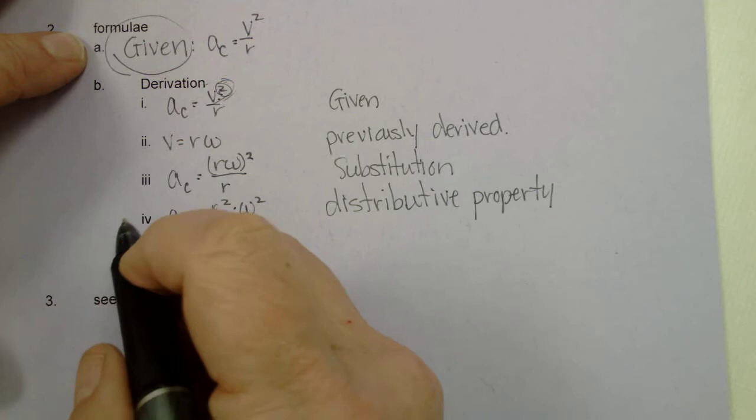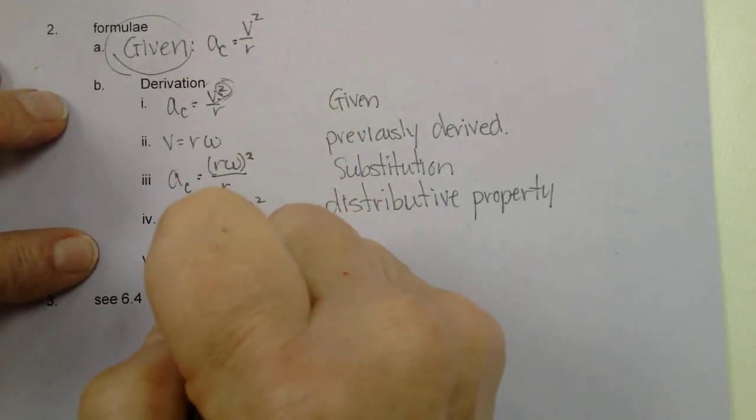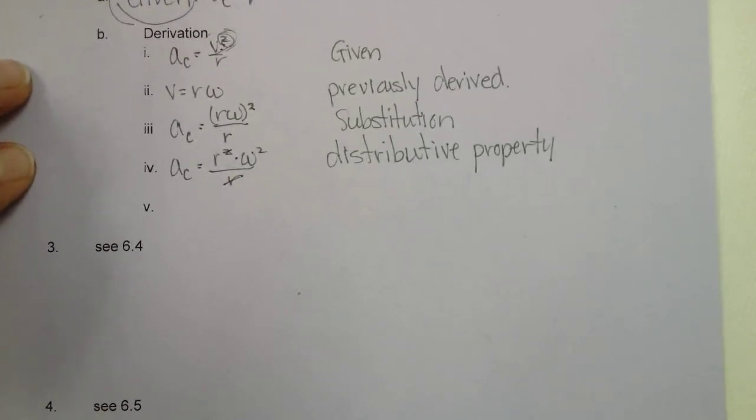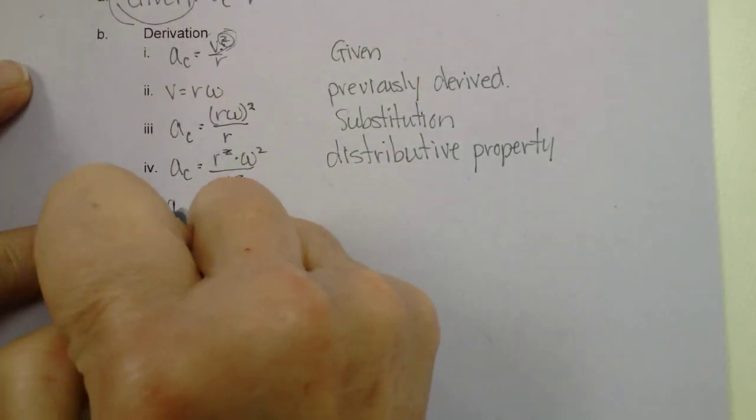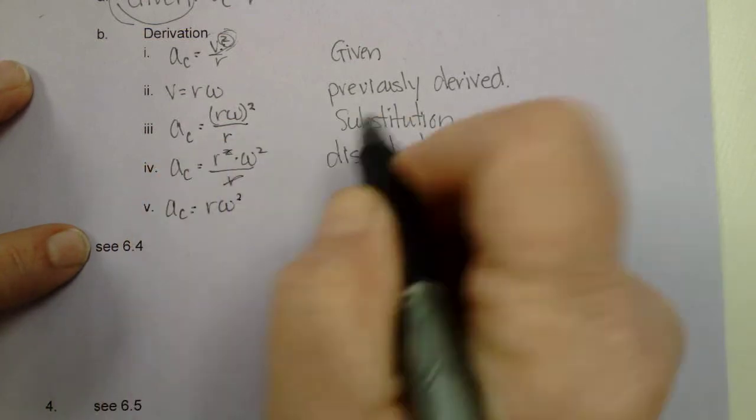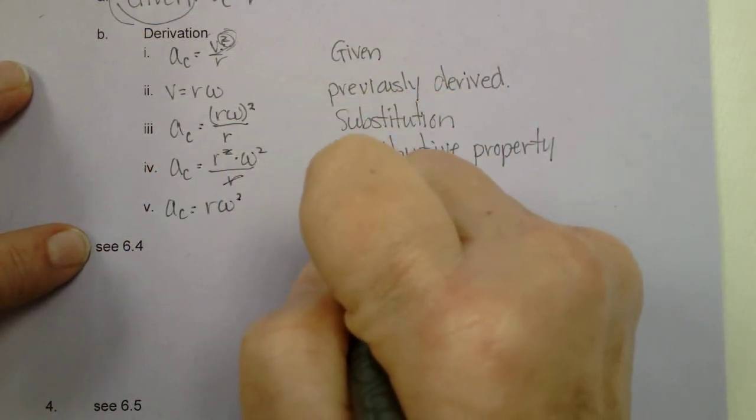And finally, I'm going to just tighten this up. I can get rid of this r by getting rid of one of these r's. So my last one is going to be a sub c is equal to r omega squared. And that is just cancellation.